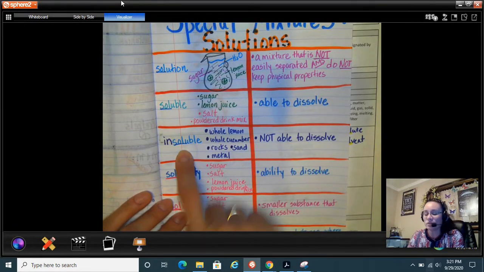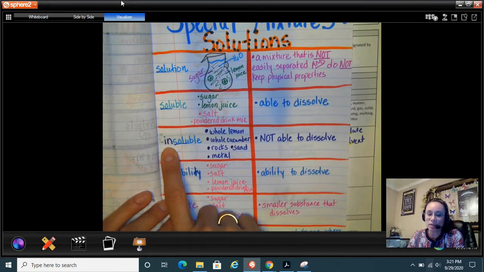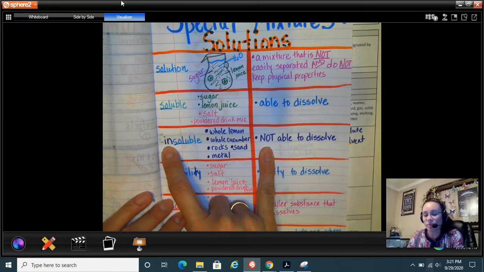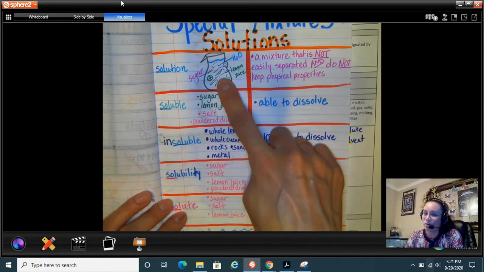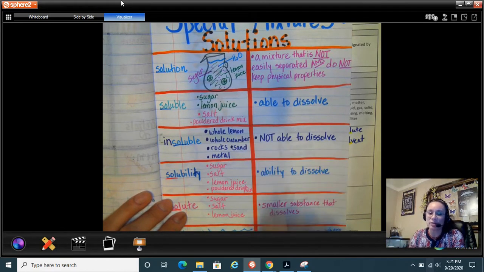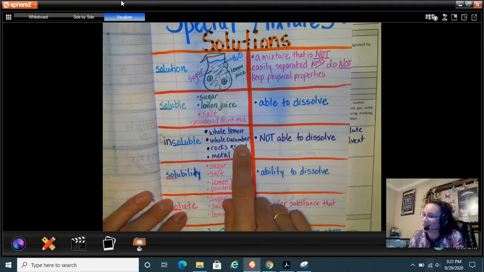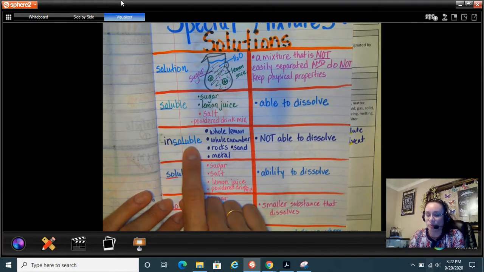It's the opposite of soluble. In has a prefix that means not. So my definition is not able to dissolve. So a whole lemon, like if I put like 3 whole lemons in the pitcher, they're not going to dissolve, even if I stir it really fast. A whole cucumber, it's not going to dissolve as easily as sugar. Rocks, sand, metal, those things are not soluble. So we call them insoluble.